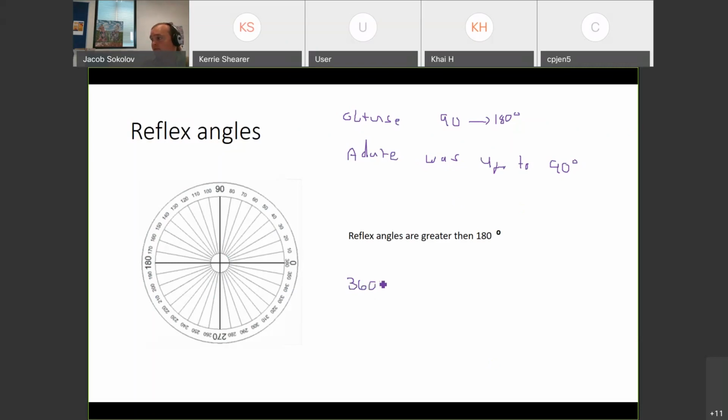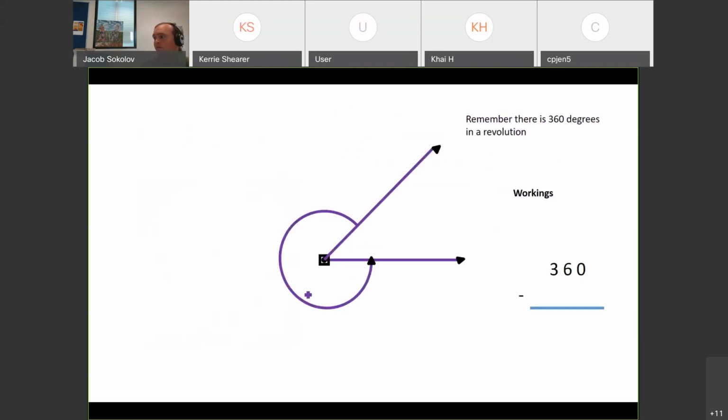So we're just going to be focusing on reflex angles. So they're less than 360, but greater than 180. All right, so this is the angle we care about. We don't care about this angle. Or this is the angle we want to know, but we do care about that one.